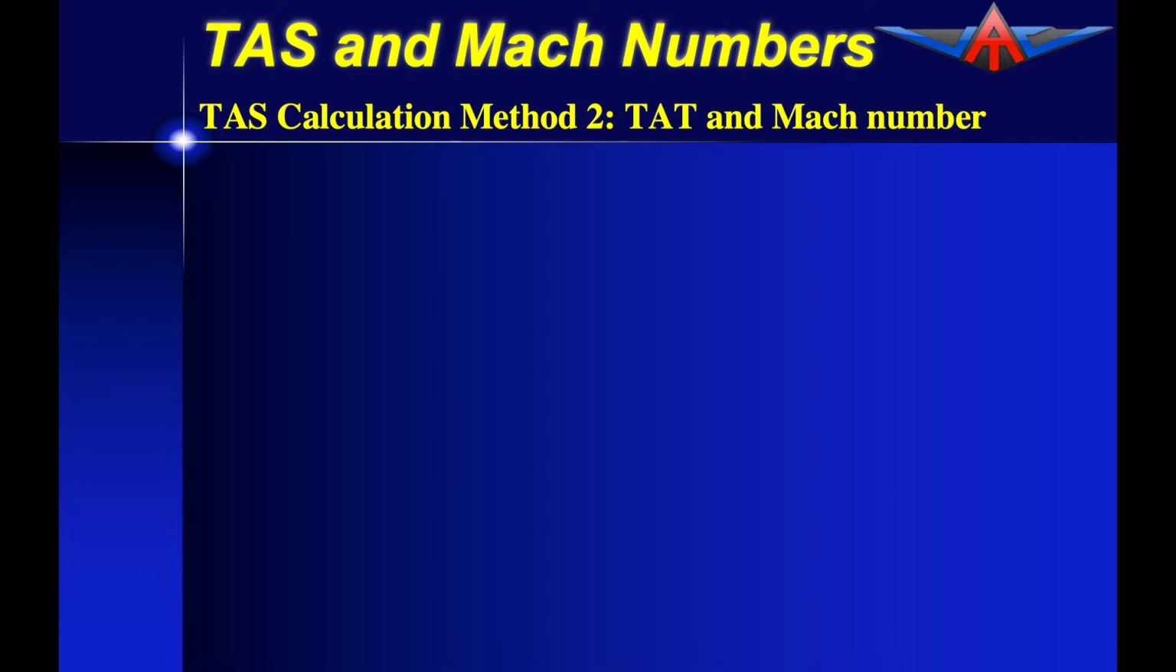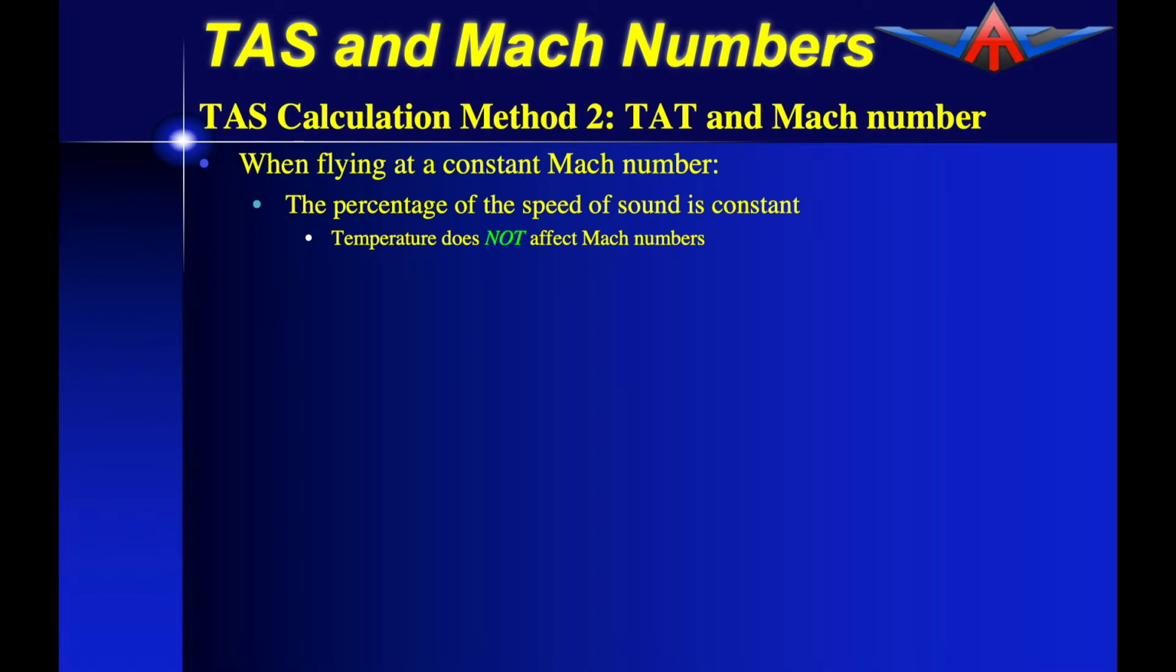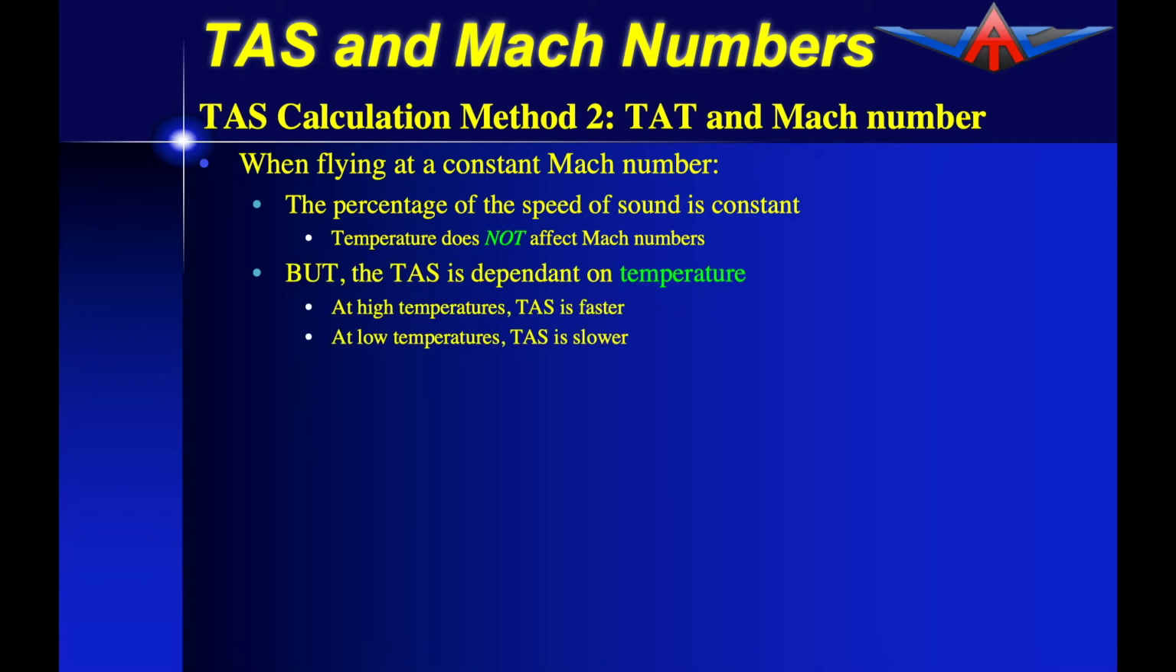We're now going to look at calculating the TAS in a different way. This time we're looking at the total air temperature and the Mach number. When we fly at a constant Mach number, the percentage of the speed of sound is constant. Temperature doesn't affect the actual Mach number, but it does affect the speed. As we identified earlier, at high temperatures TAS is faster, at low temperatures the TAS is slower. But the Mach number doesn't change, it's not affected by temperature.